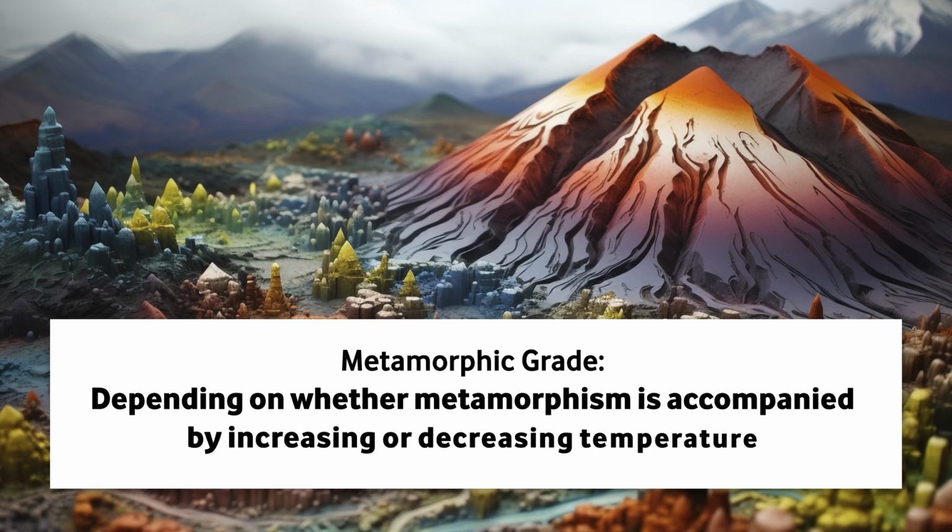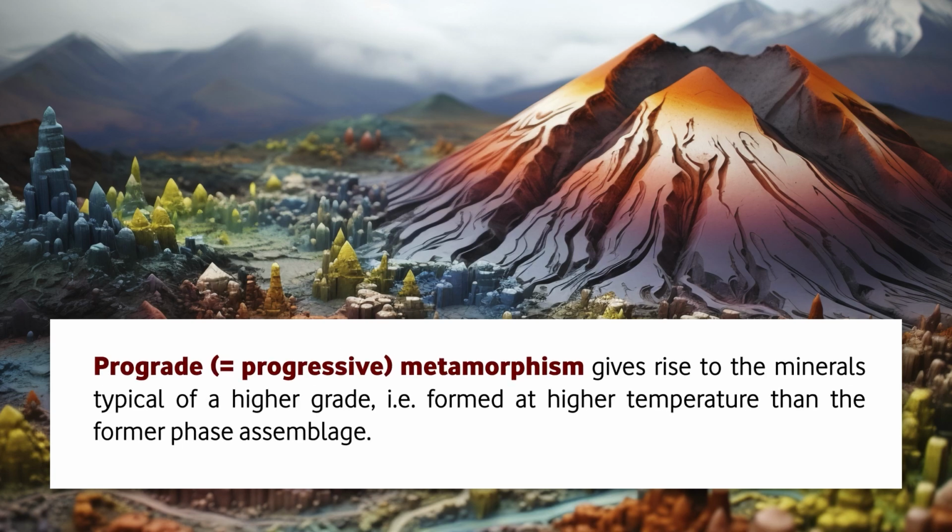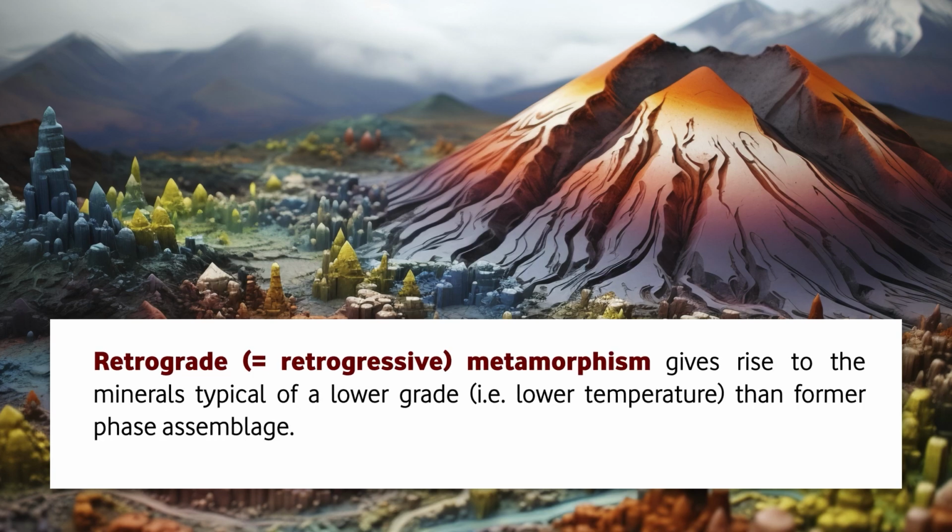The metamorphic grade depends on whether metamorphism is accompanied by increasing or decreasing temperature. Prograde metamorphism, also known as progressive metamorphism, gives rise to minerals typical of a higher grade, that is formed at higher temperature than the former phase assemblage. Retrograde or regressive metamorphism gives rise to minerals typical of a lower grade, that is, lower temperature than the former phase assemblage.